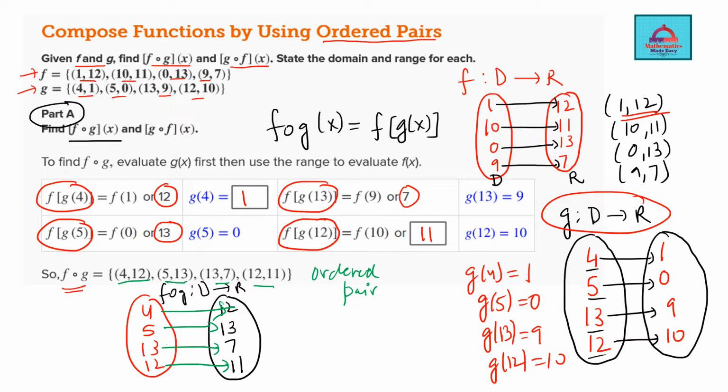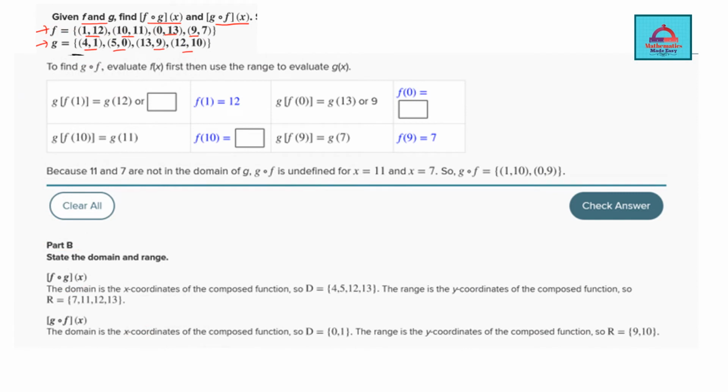Let's do part B where we find GOF of x. Okay, so now we find g of f of x. So by definition, this is g of f of x. So inside, the f function will be substituted. So what are the points? 1, 10, 0 and 9 in the domain. So we will put 1, 10, 0 and 9.